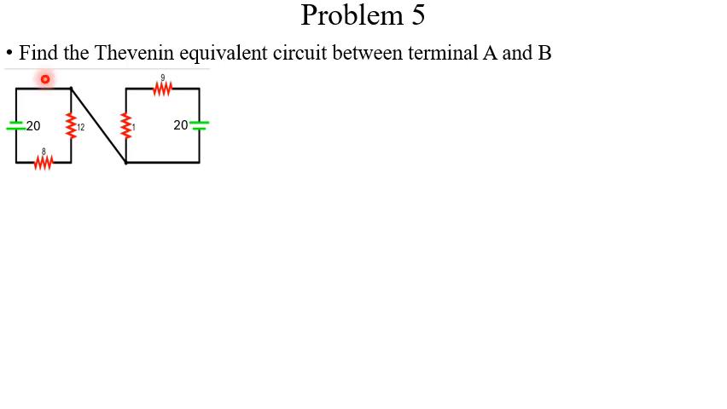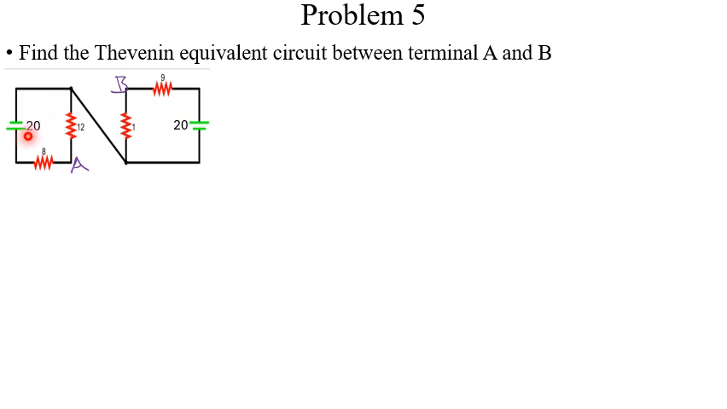With our next example, they said we should find the Thevenin equivalent circuit between the terminals A and B. So we see these are the terminals A and B. This is A here and B here. So we should find the Thevenin equivalent circuit between A and B.